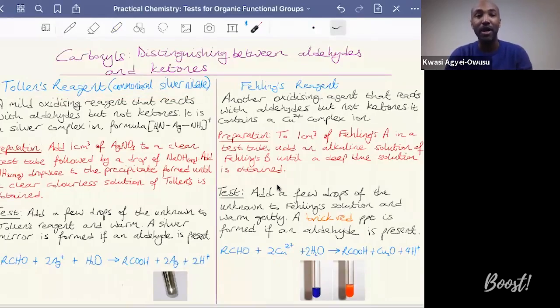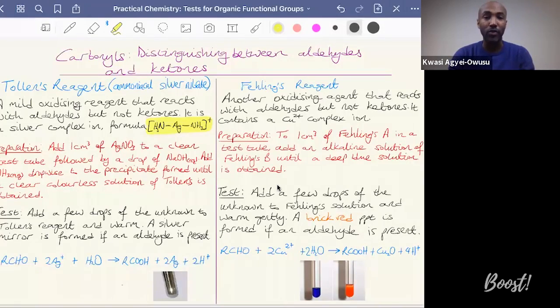As I said, it is a mild oxidizing agent, and as a link to your work on transition metal chemistry, this Tollens reagent has the active silver 1 complex ion shown, the diamino silver 1 complex ion here, as the active ingredient. Okay, so that is your active oxidizing agent in your Tollens reagent. Okay, so how do we make this diamino silver 1 complex?